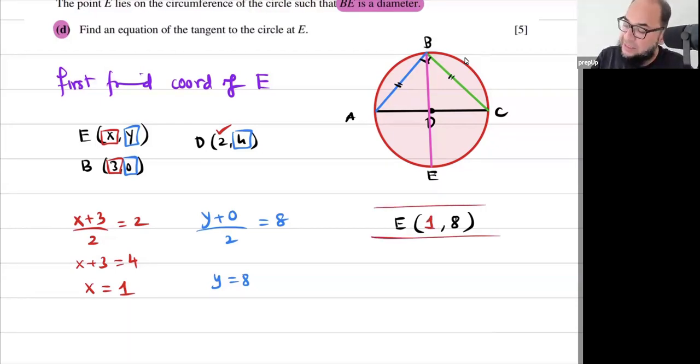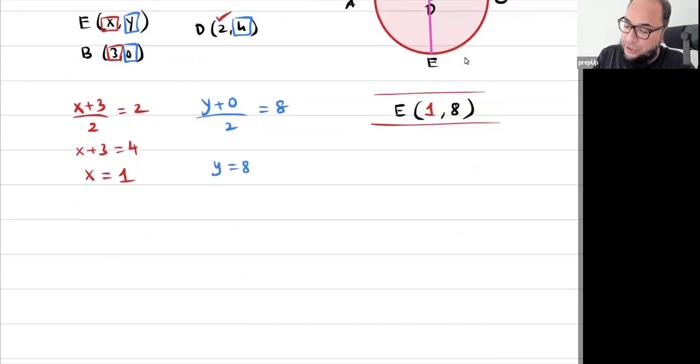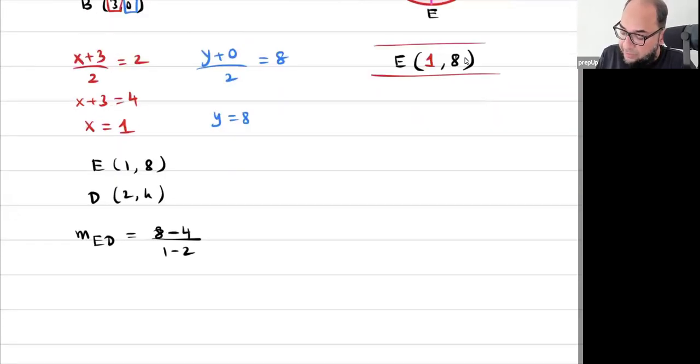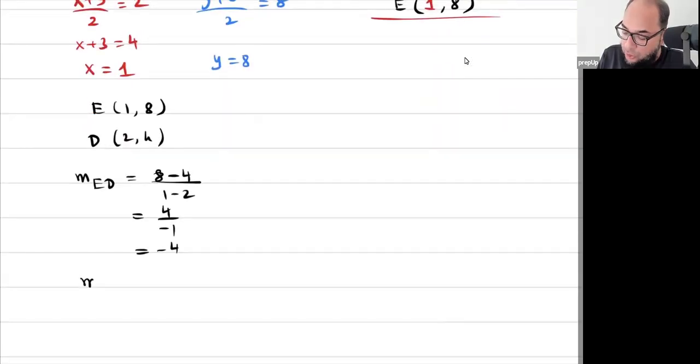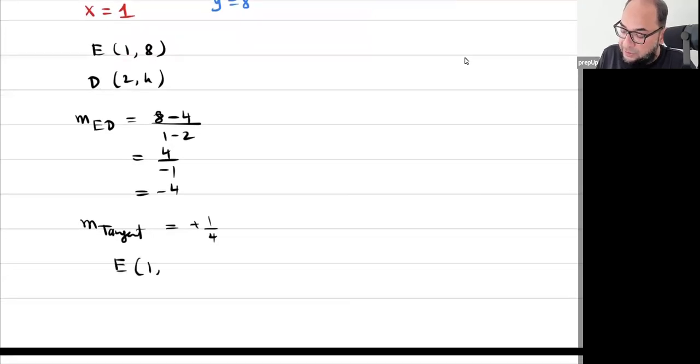All good? Now it's asking for the equation of the tangent to the circle. So the gradient of BDE is the same. Let me just calculate the gradient of E, which is (1, 8), and D, which is (2, 4). So the gradient of ED is (8 minus 4) over (1 minus 2). 8 minus 4 is 4, 1 minus 2 is negative 1, that is negative 4. Therefore, the gradient of the tangent should be positive 1/4. And the tangent is at point E. E is (1, 8).